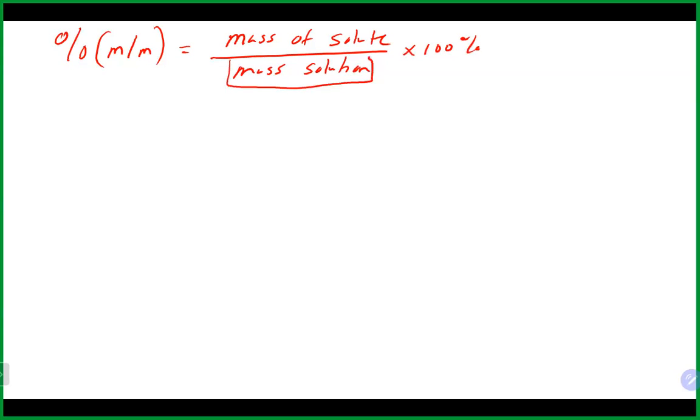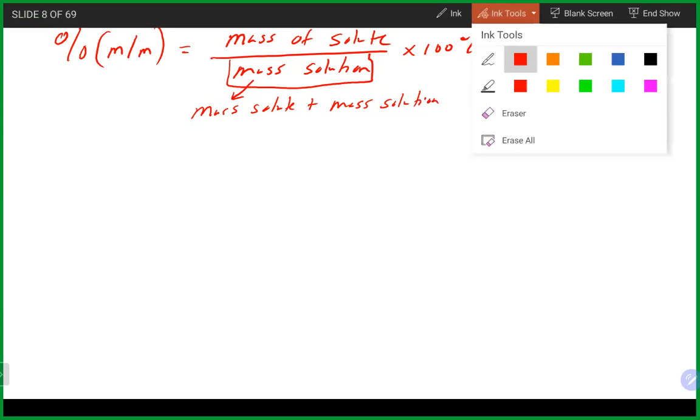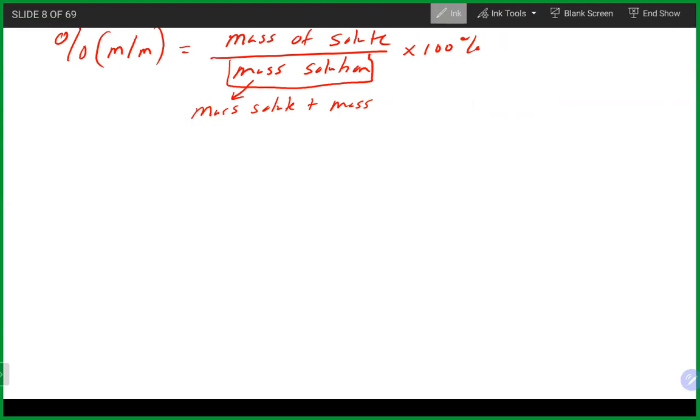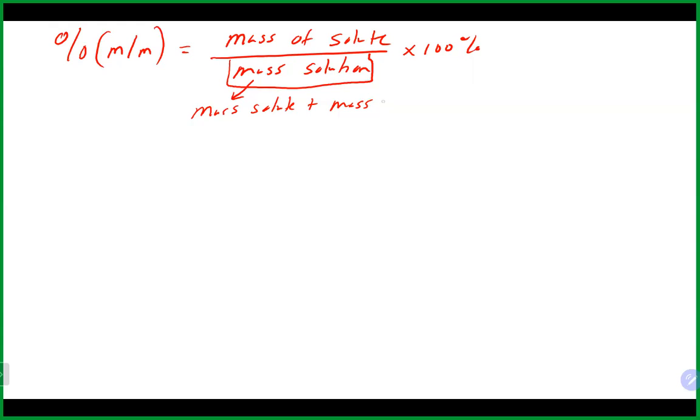You do have to remember, as we talked about a little bit earlier, that the solution is two parts. And you want to make sure that you get both the mass of the solute plus the mass of the solution. I'm sorry, the solvent there. Too many S's. Let's try that again. So it should be the mass of the solute plus the mass of the solvent. There we go.